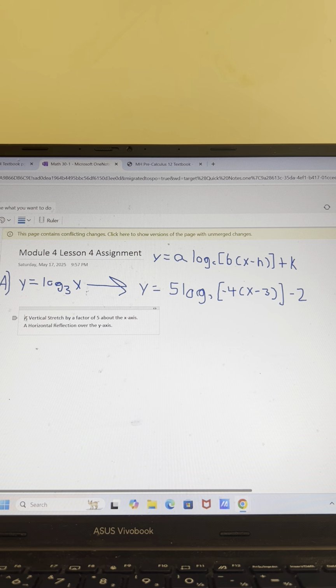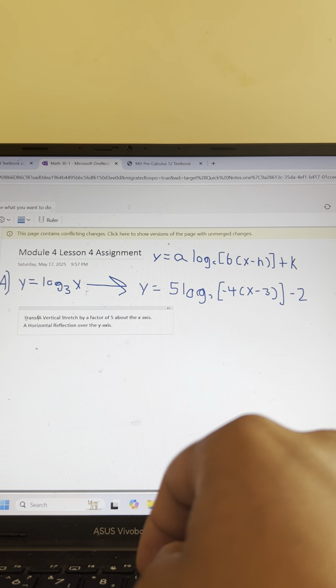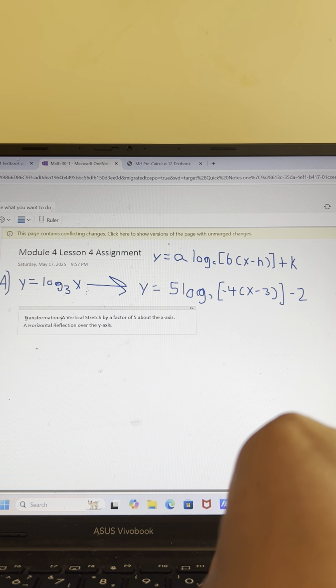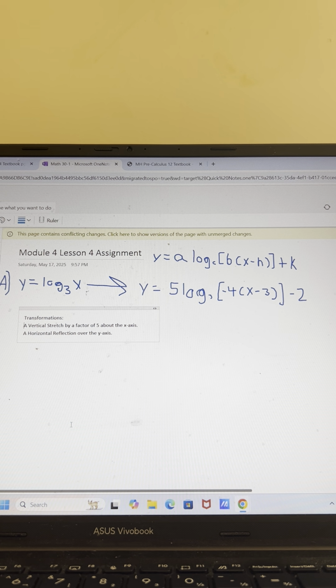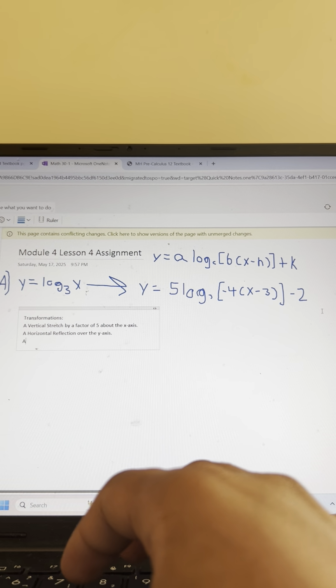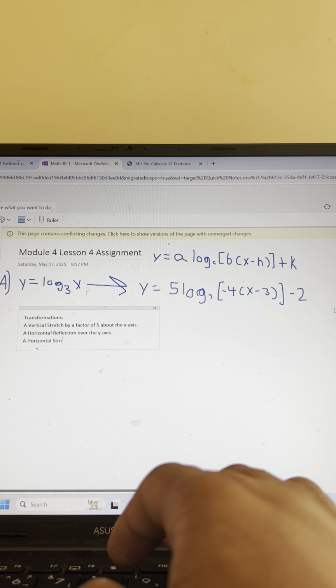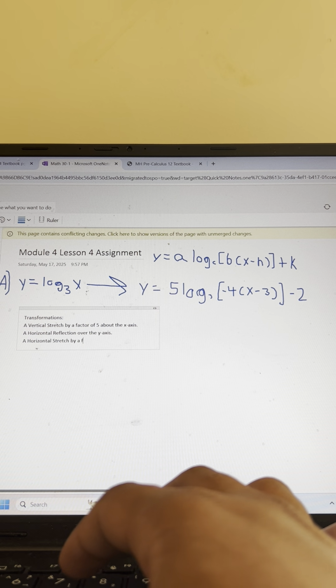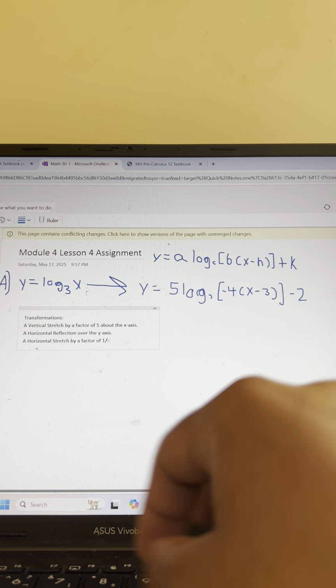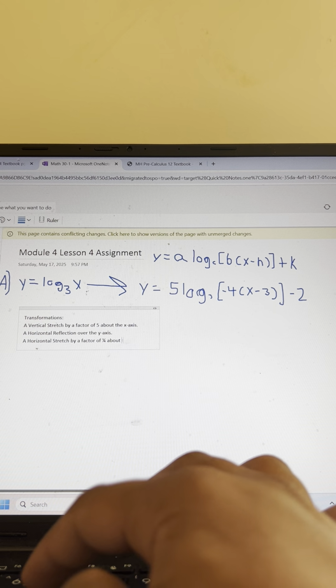Okay, I'm just going to fix the transformations. Okay, that's better. And moving on, we have a horizontal stretch by a factor of 1 over 4, right? Because we have 1 over b. So a horizontal stretch by a factor of 1 over 4 about the y-axis.